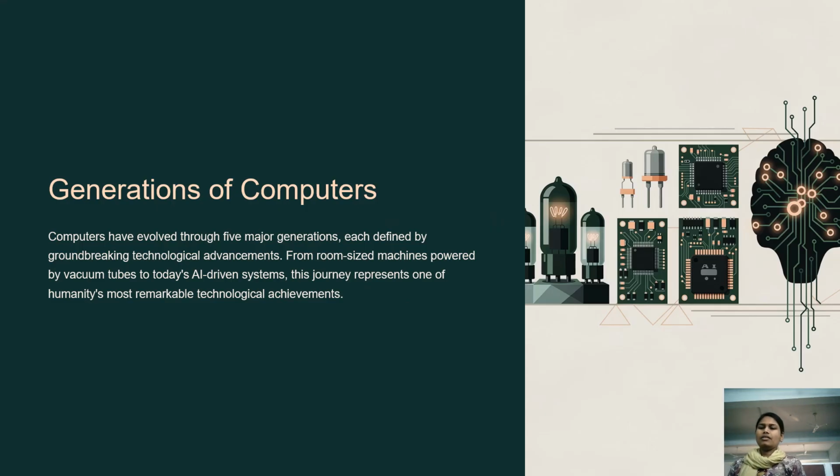Today I will explain the 5 generations of computers. The classification is based on major technological development. Each generation introduced improvements in speed, size, cost and reliability.